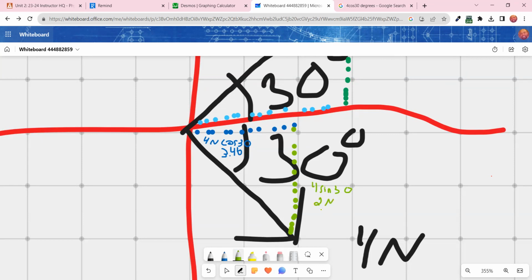Which means 2 newtons plus 3.46 newtons is equal to 4 newtons. How is that the case? How do I say that 2 plus 3.46 is equal to 4?